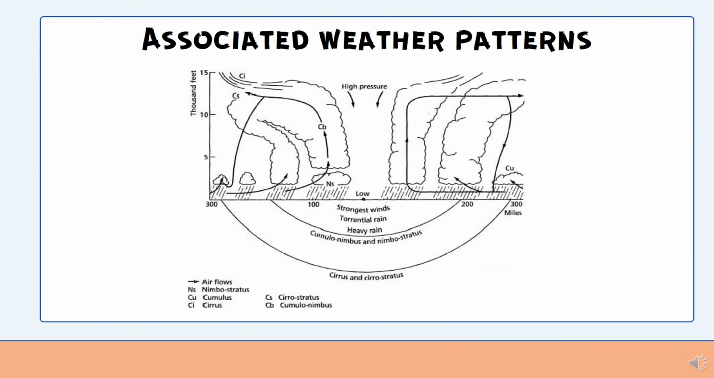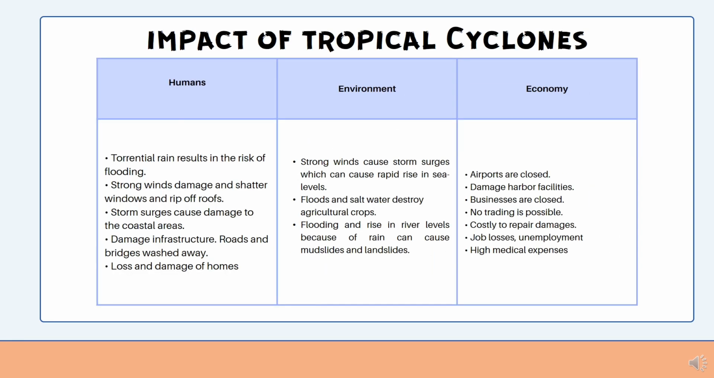You need to know the associated weather patterns relating to a tropical cyclone. And again, they will seldom ask you to list them, like, name 3 weather patterns. They will probably ask you in a case study, something like that. But you also need to know how to interpret a cross section.